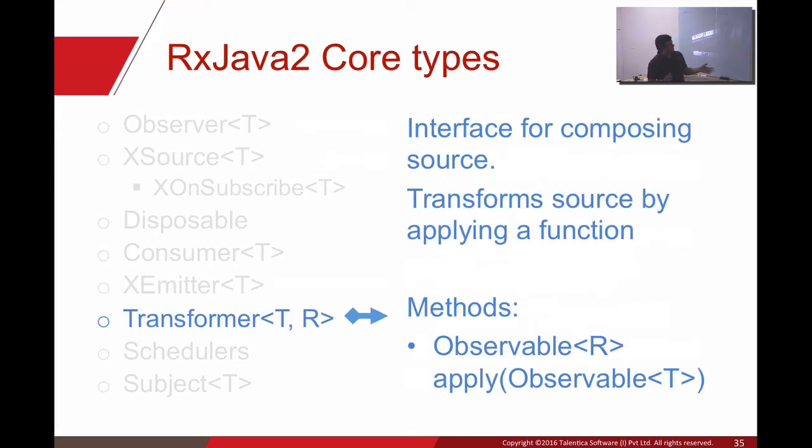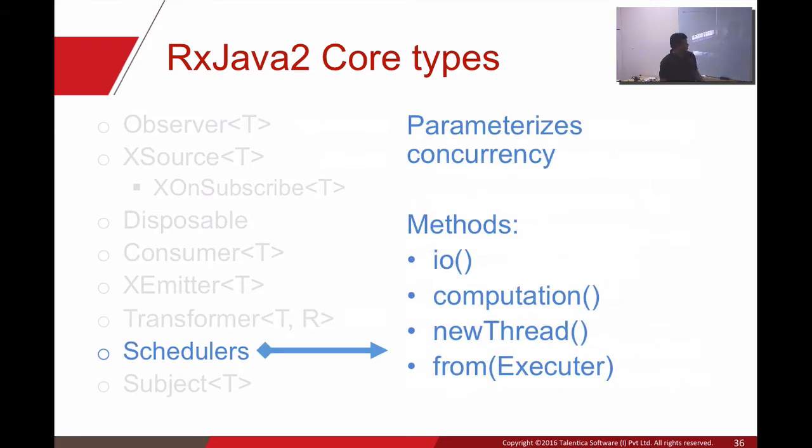Transformer is the interface for composing sources. I'll show you a great example of transformers in one of the samples that I've created. You can see it will take one parameter, an Observable of one type, Observable T, and convert it into Observable R, a different type of Observable. And then there are Schedulers, we have already seen this, parameterized concurrency.